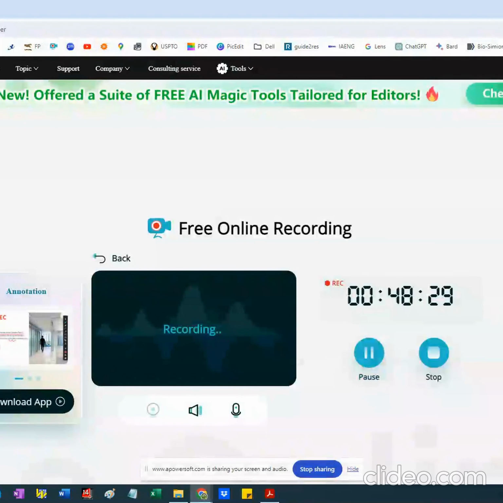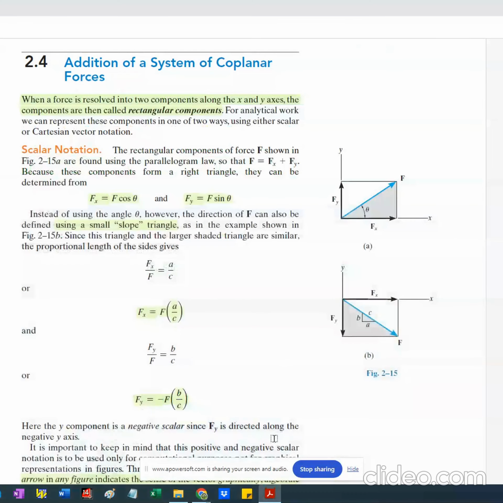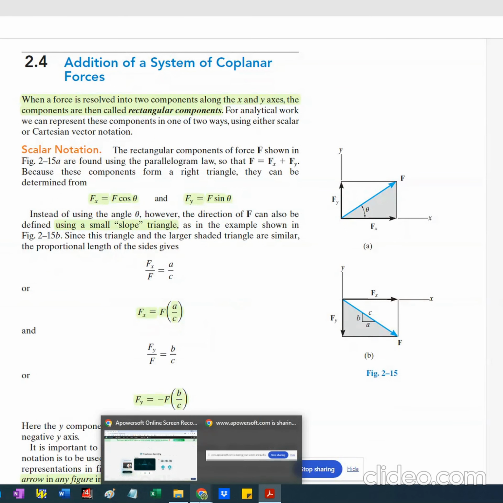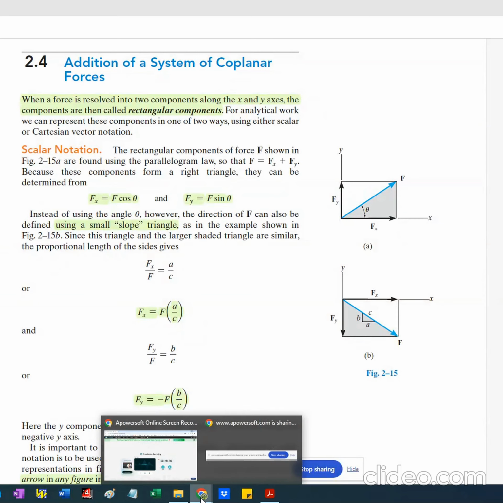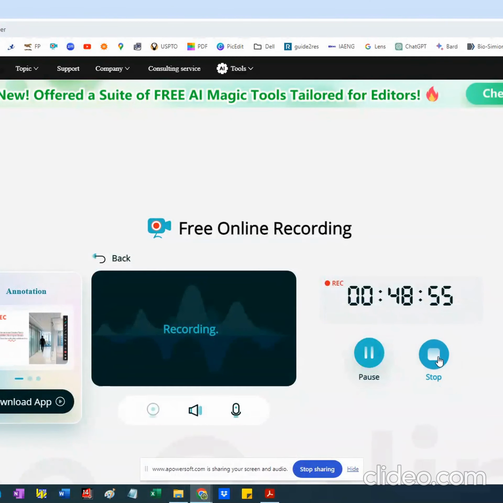Statics is a very important subject for mechanical engineering undergraduate instruction. So I'm going to stop here, first recording, and there will be a second one for coplanar forces using orthogonal reference frames. So recording stops here, and I'll continue.